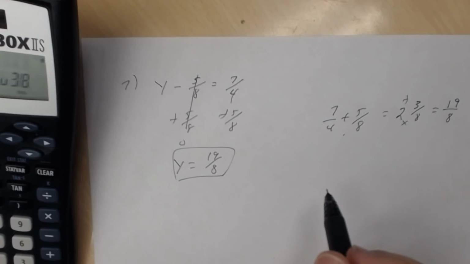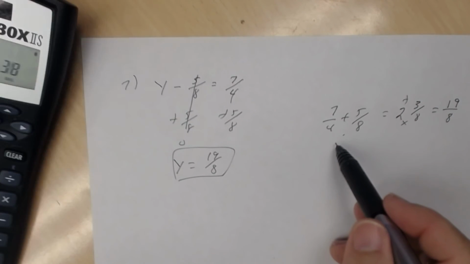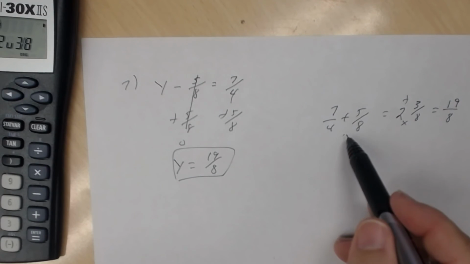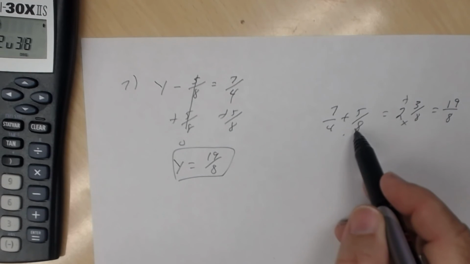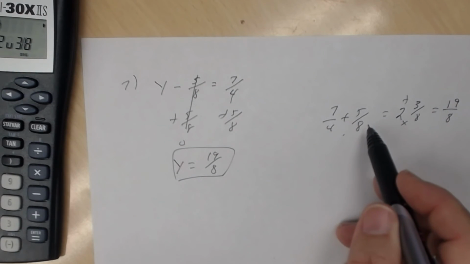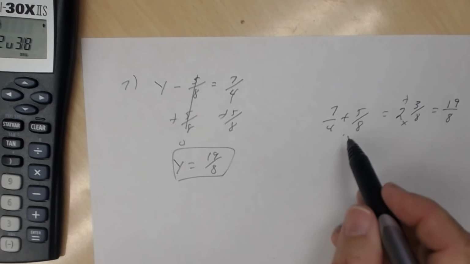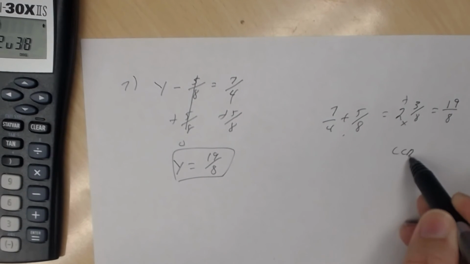All right. Now, let's do this a long way. So suppose you didn't have a calculator. So you got to find the LCD. Let's kind of review that. So the LCD, what's the smallest number that 4 and 8 go into? Well, it's 8. So the LCD is 8.